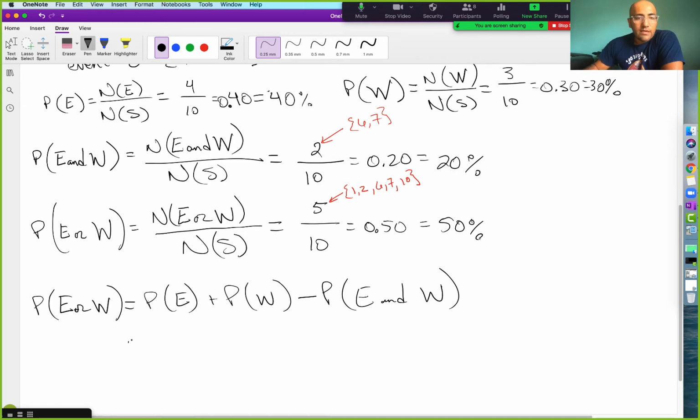So the probability of E, we already figured it out right up here, is equal to 0.40, plus the probability of W, which is 30%, that's 0.30, minus the probability of E and W. That's this one, we just calculated it. It's equal to 0.20, right? And so 70 minus 20 gives you 0.50, right? It matches with the results we got when we were able to just count.